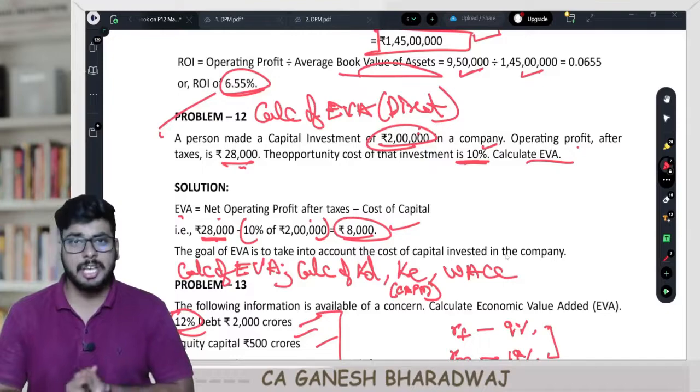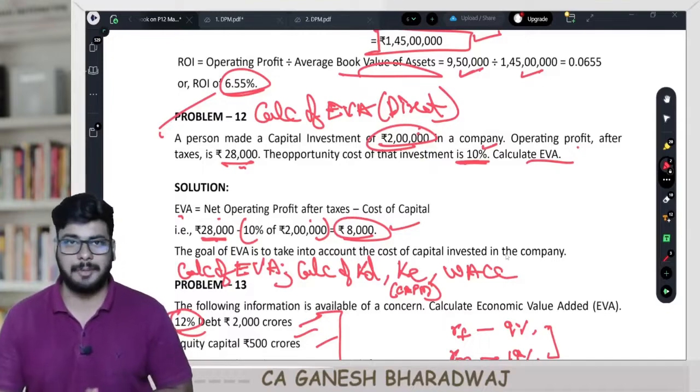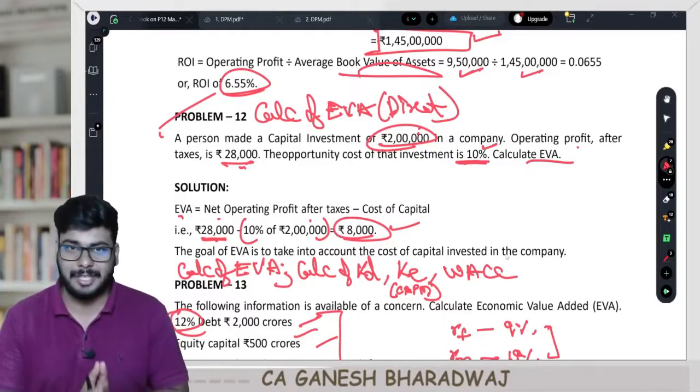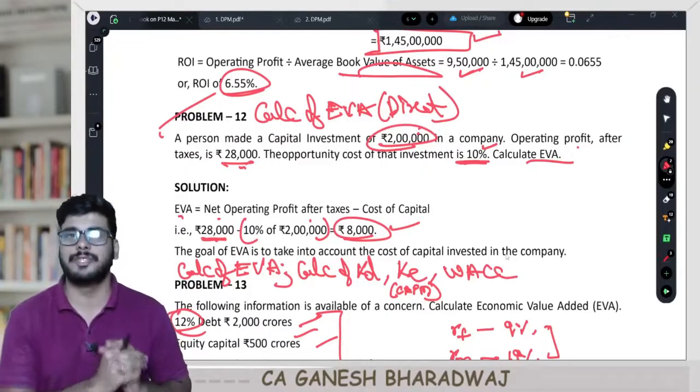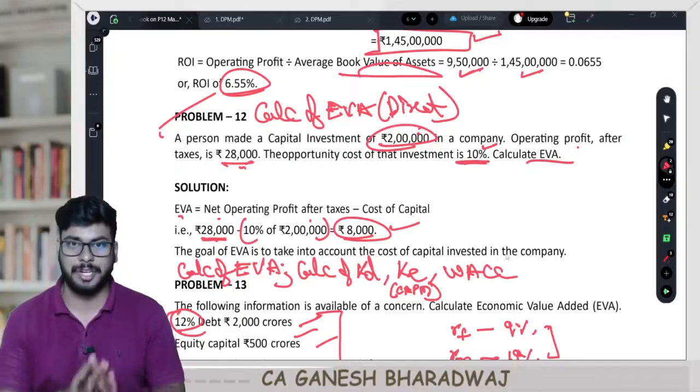So with this, we have finished this particular chapter, divisional performance measurement, and with that we come to the conclusion of this marathon series for CMA Inter Paper 12 Management Accounting, guys.